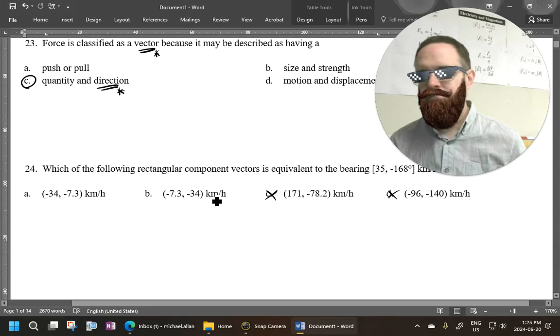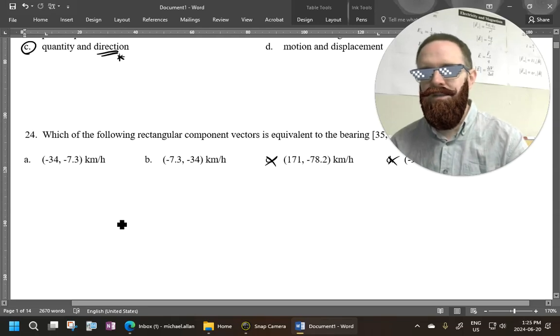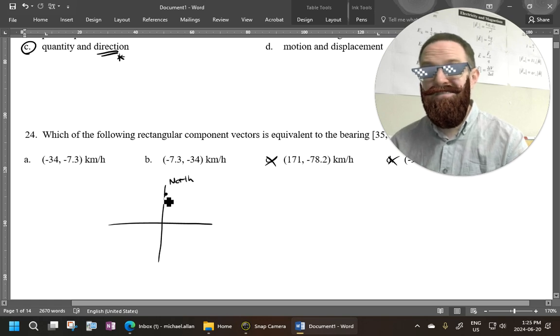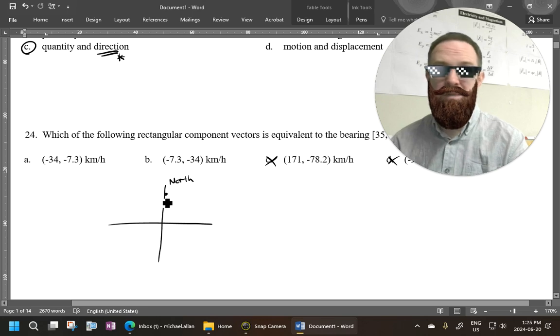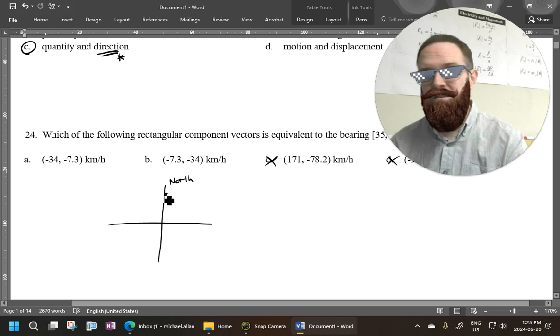Yeah, we could try this. Let's see if we can get an answer. I don't know what we're going to get here. So let's see. So from the north here, going negative, I think that's going to go counterclockwise here because bearing is different. That's my guess.